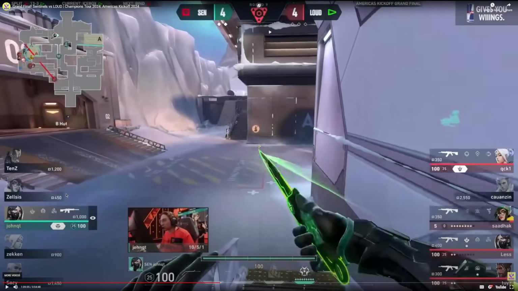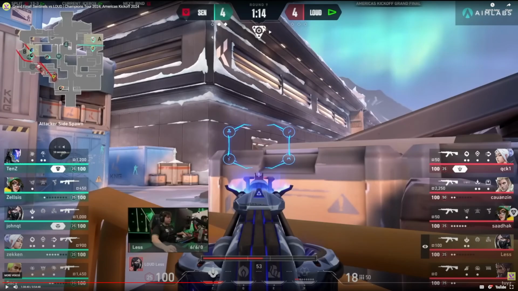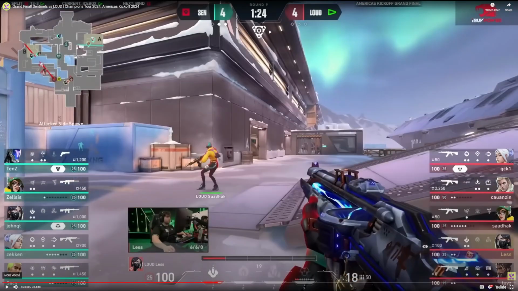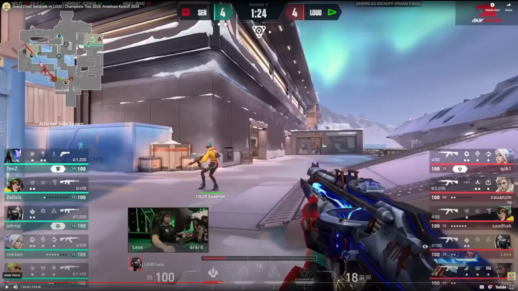All right, so that was the round. Can anyone tell me what the main purpose of Loud was? They were pushing up. They held this area. What do you think the whole point of this was? Any takers? No takers? Maybe they wanted to get the spike down so they could play back and defend it. Yeah, that's one way.